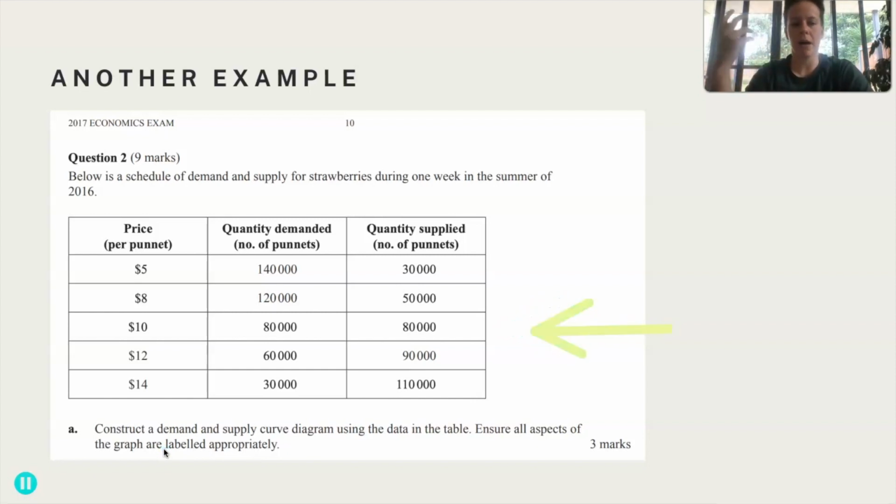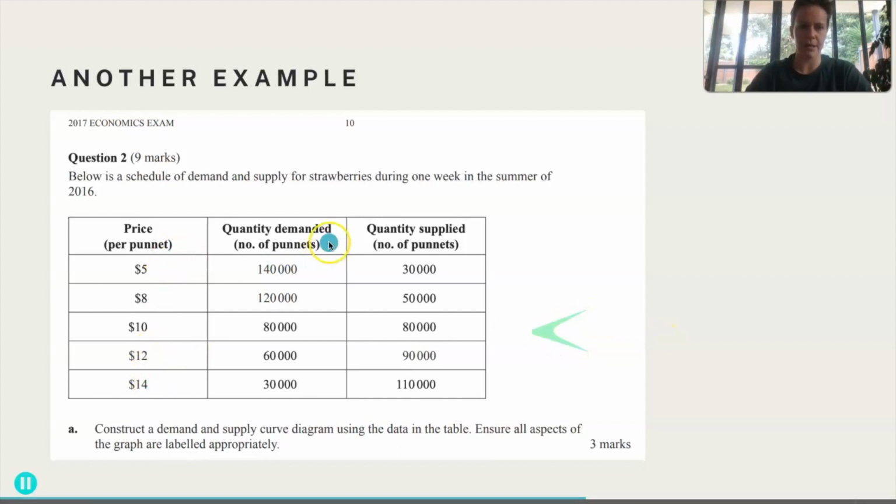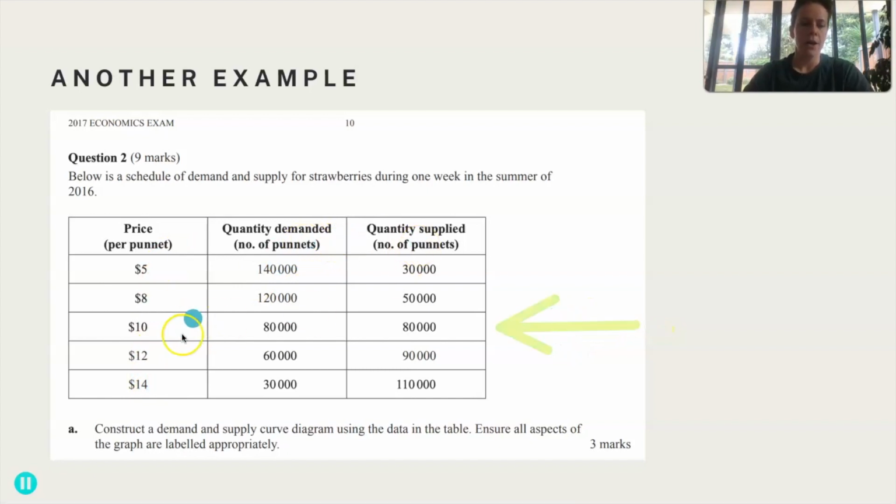Now, to obtain full marks, you don't have to plot out every single point. That's not what's required here. What's required is for you to look at this information and ask yourself, where is equilibrium? If you go through all the price points and all the quantity demanded and quantity supplied, you can see that at $10, quantity demanded is equal to quantity supplied, 80,000 punnets. So we're dealing with a situation where Q is equal to 80,000 and price is equal to $10.